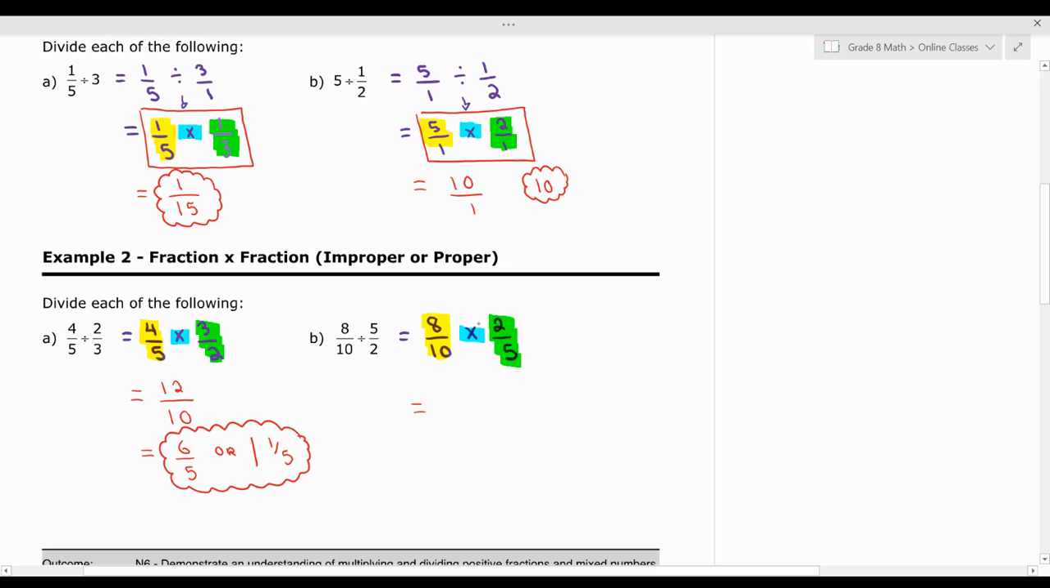I know I can go top times top to get 16. Bottom times bottom will give me 50. I'm going to check if I could simplify that down. So I for sure could divide that by 2. So I could break this down into 8/25ths, and that's as small as I can get it. So I would just state that as my final answer.